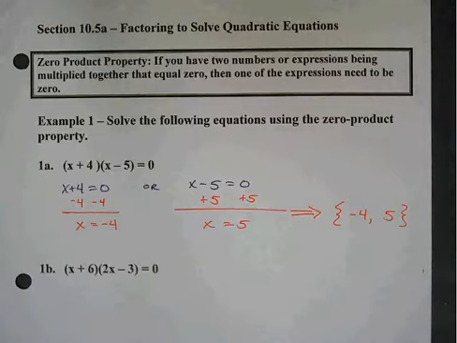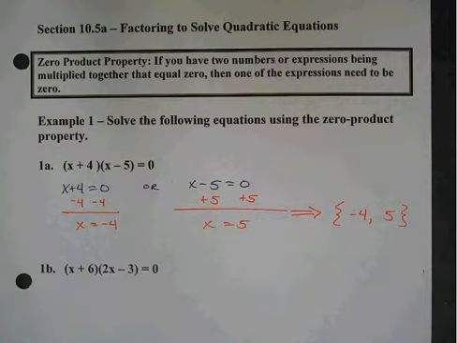Now, I want to pause here for a second. These are two answers. This is not a point, Ryan. This is not like a point (-4, 5) on the graph. This is one answer, that's another answer. Could you have 4 answers? Sure. But in this case, because we have two factors, we have 2 answers.